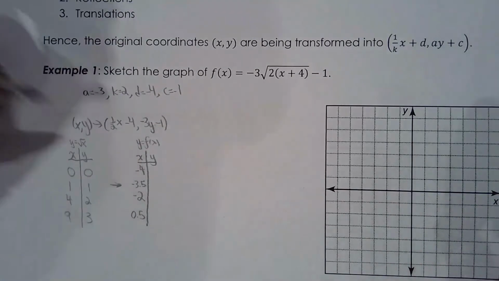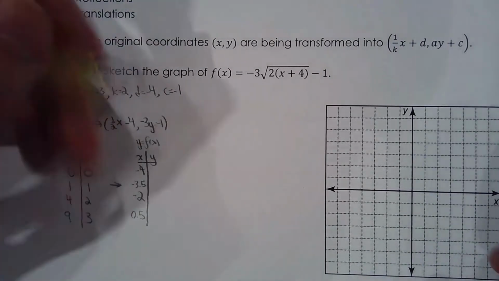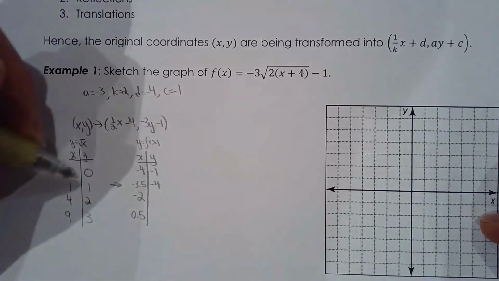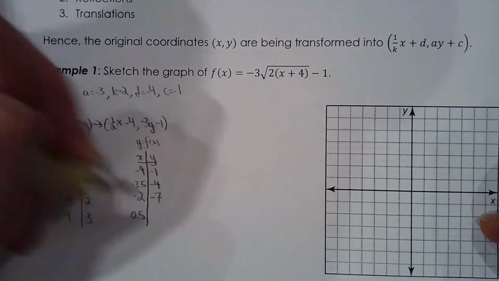Okay, you can use decimals as long as they're exact. So this can be -1. -3 minus 1 is -4. -6 minus 1 is -7. And then -10.